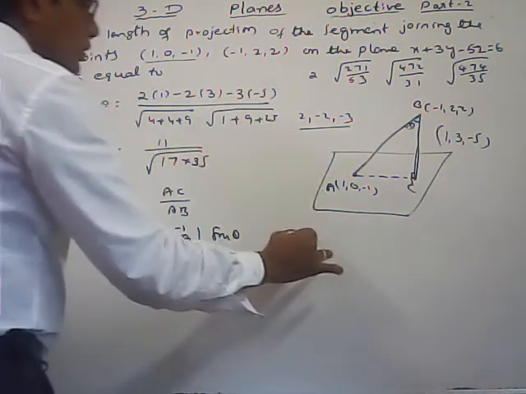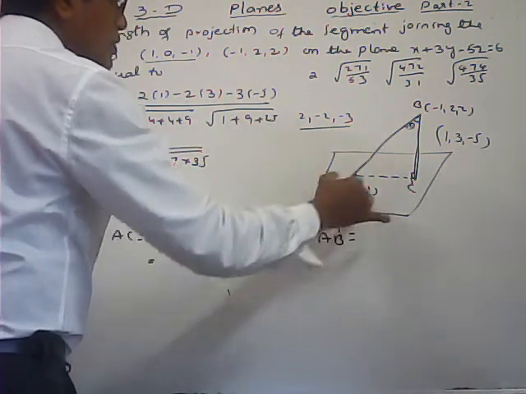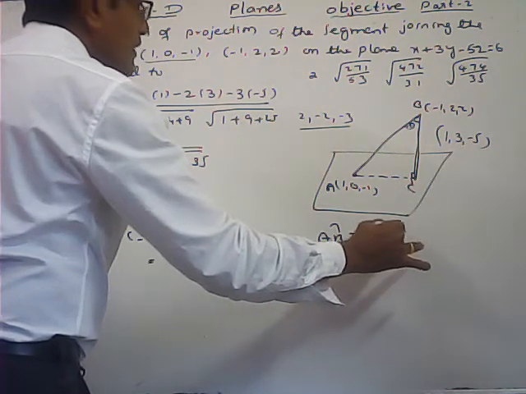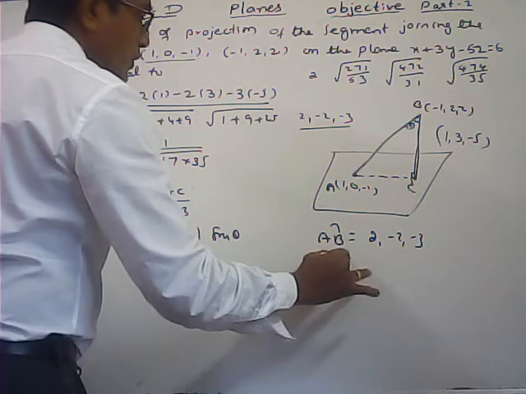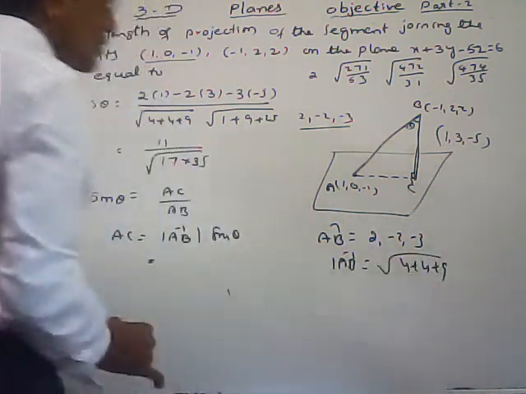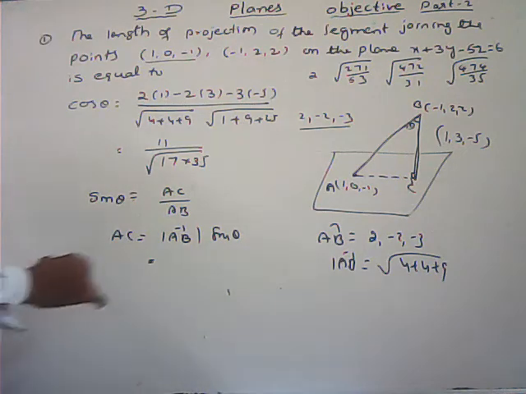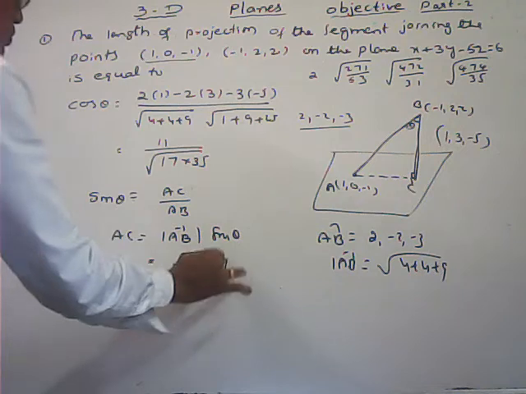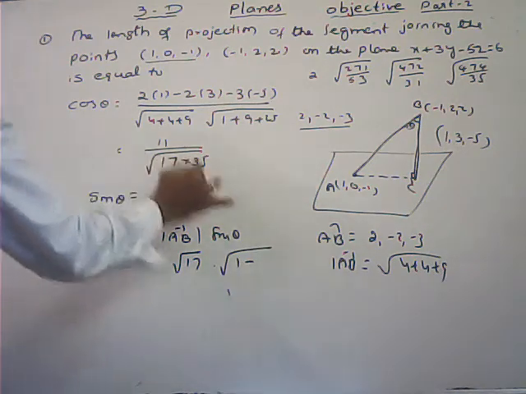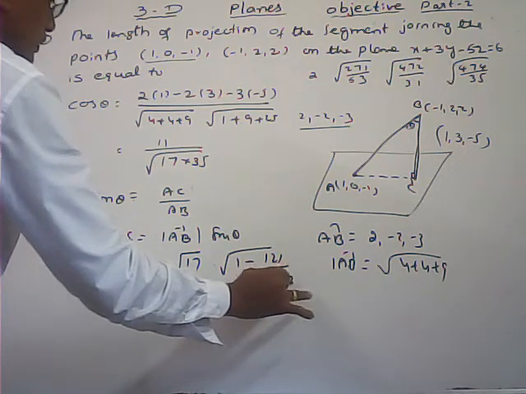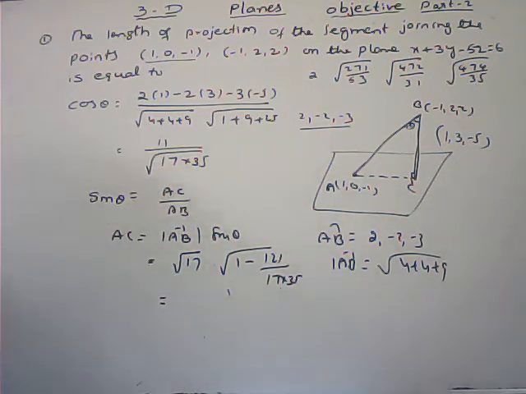Here AB bar passes through 2 points, x2 minus x1, y2 minus y1, z2 minus z1. Modulus of AB bar is equal to root of 4 plus 4 plus 9, root 17, into sin theta, that is root of 1 minus cos square theta. Cos square theta is 121 by 17 into 35. This one you can simplify and check the option.